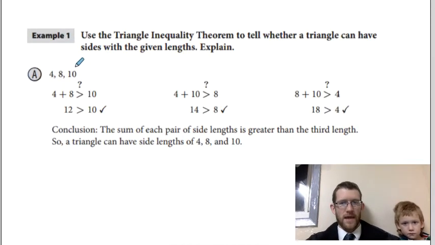We have 4, 8, and 10. Is 4 plus 8 greater than 10? Well, that's 12, so we're good there. Is 4 plus 10 greater than 8? Well, that's 14, we're good there. And is 8 plus 10 greater than 4? Yeah, we're good there. So we were good on all three of those. We can go ahead and check this off as yes, it's possible to make a triangle. That's all we were checking there.